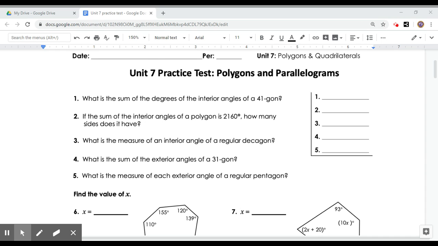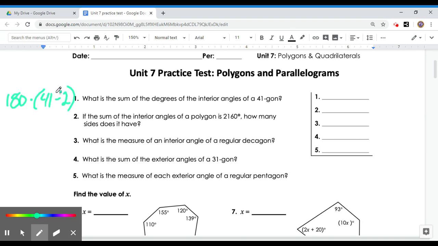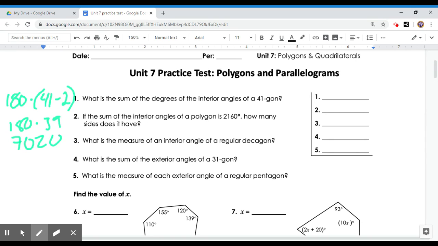Okay, so practice test. So first question, what is the sum of the degrees of the interior angles of a 41 gon? So I have no idea what a 41 gon would look like, but we use that formula. That's 180 times n, which is the number of sides, minus 2. So be careful to do what's in parentheses first. So this is going to be 180 times 39, which I don't know about you, but I need a calculator for that. So that would be 7,020. So number 1 should be 7,020.